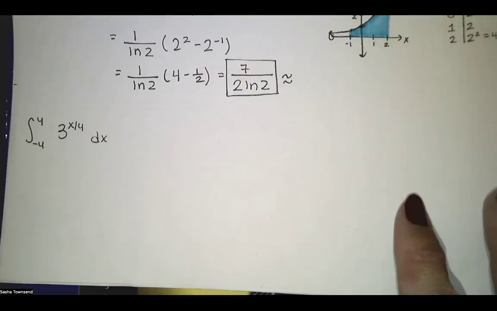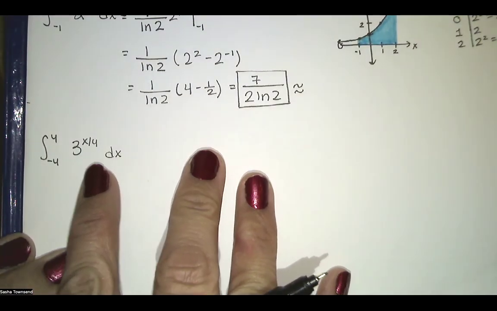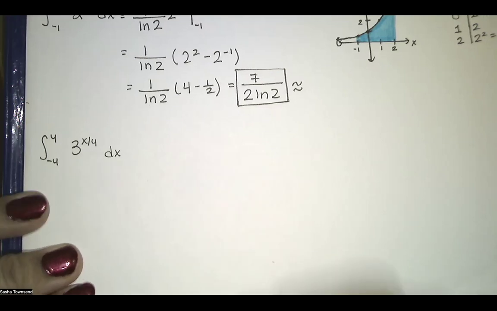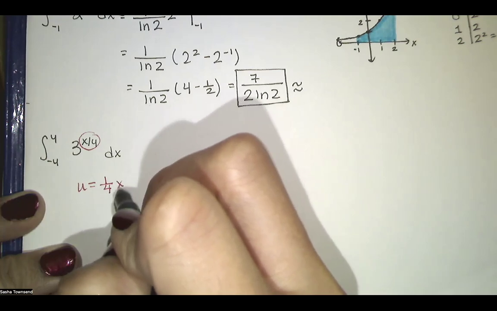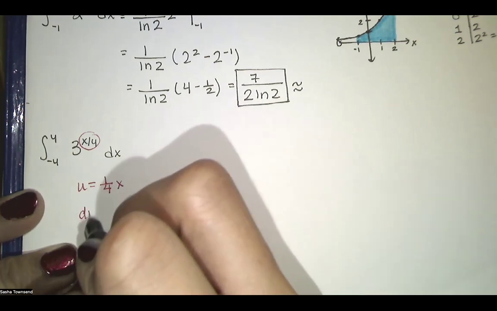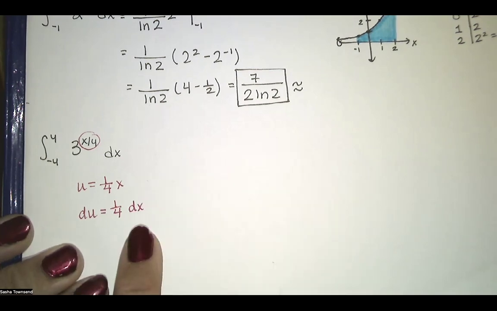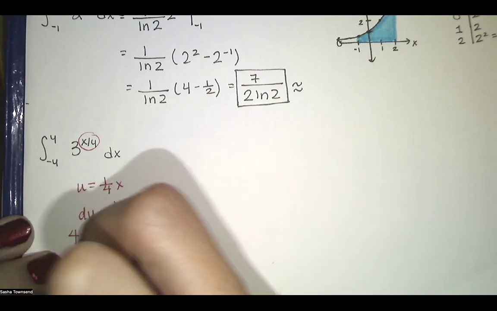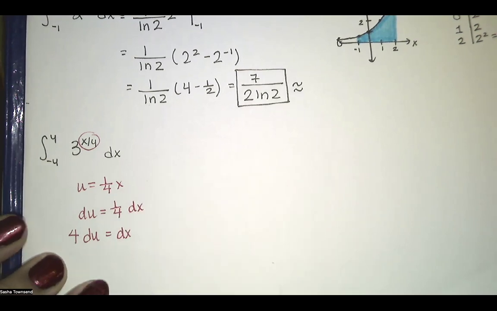Okay. Now for this one, you might use a u-substitution first. Here I might let u equal x divided by 4 in order to compute the antiderivative. X divided by 4 is the same as 1/4 x, so I'd write it that way. Du turns out to be 1/4 dx. And if I want to write my integral in terms of u, I need to write that dx in terms of du. I don't need this 1/4, so I'll multiply both sides by 4. And it turns out that 4 times du is equal to dx.